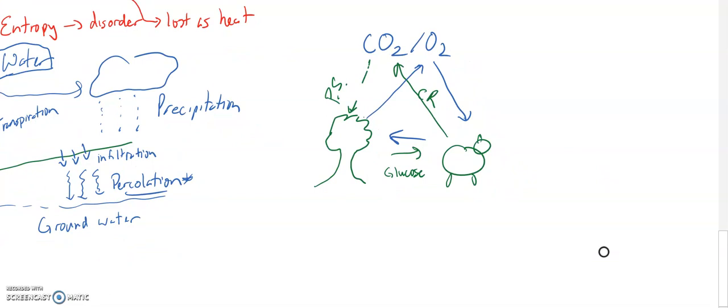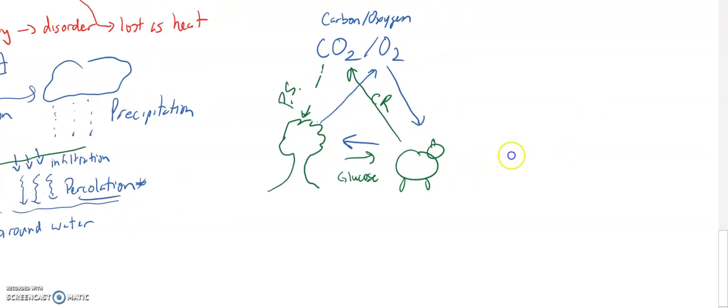Now there is a lot of carbon that gets stored as fossil fuels, and it can get stored in the ocean, and it can get more complicated, but that's simple. Carbon, oxygen.